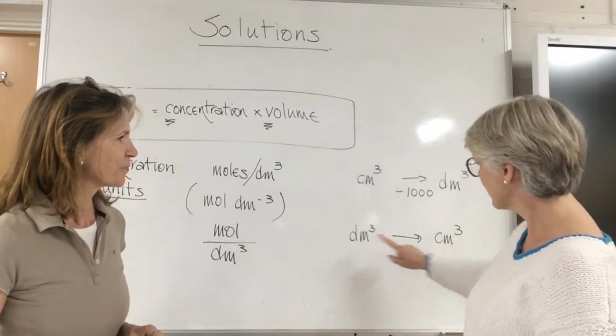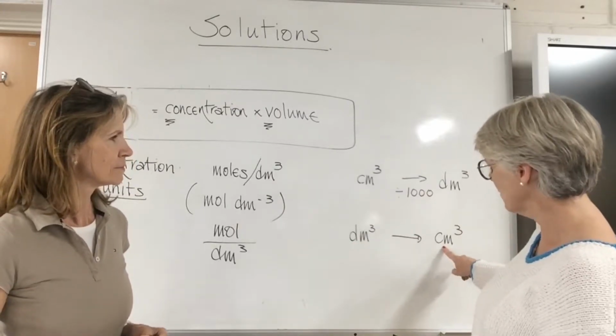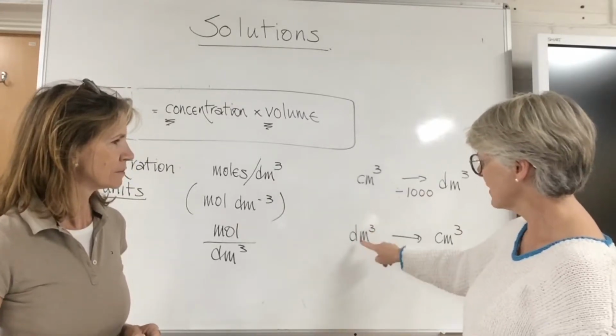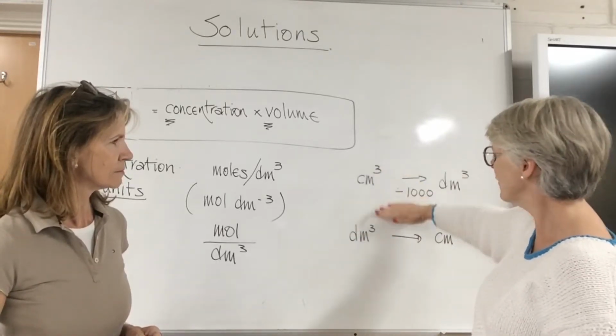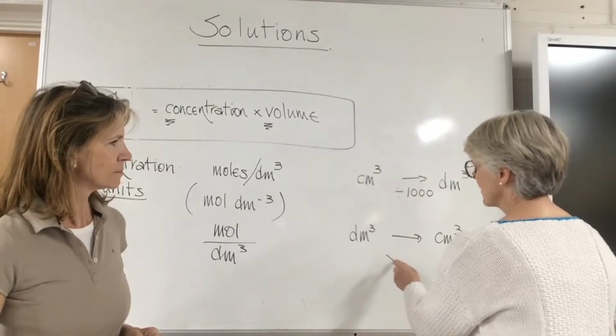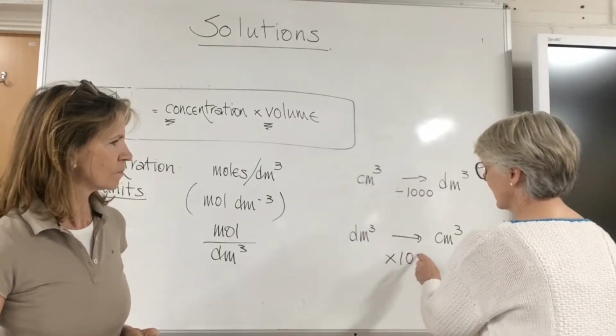Now if you're going from decimetres cubed to centimetres cubed, you're going from the decimetres cubed, the big one, to the small one. You just do the opposite. If you can learn the top one, the bottom one is just the opposite. So you'd multiply by 1,000.